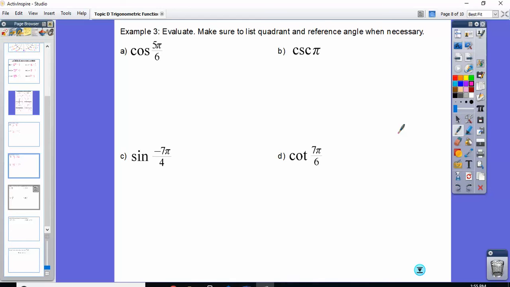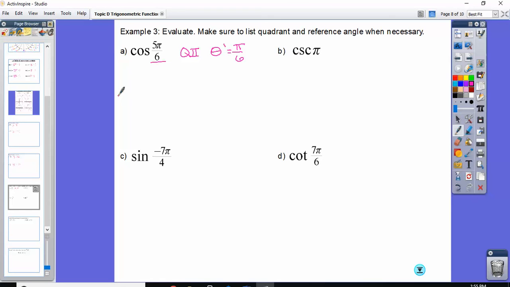Example 3. I want to evaluate these listing quadrant and reference angle. So, when I see this, 5 pi over 6, the numerator is 1 less than the denominator. That tells me quadrant 2. Reference angle, pi over 6, that's 30 degrees, or just pi over 6 is all you really need to write.